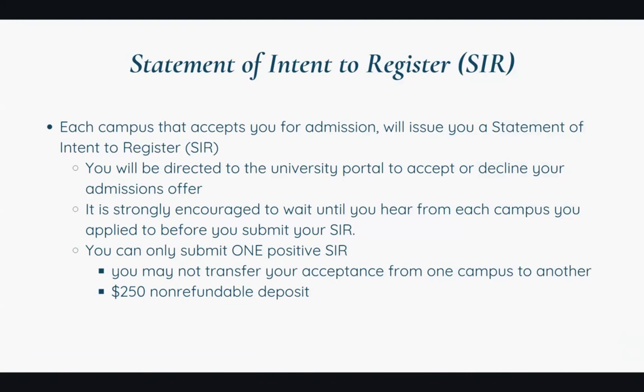Each campus that accepts you for admission will issue you a statement of intent to register, also known as an SIR. You will be directed to the university portal to accept or decline your admissions offer. It is strongly encouraged to wait until you hear from each campus you apply to before submitting your SIR. For the UCs, you can only submit one positive SIR. You may not transfer your acceptance from one campus to another, and it will be a $250 non-refundable deposit to submit.